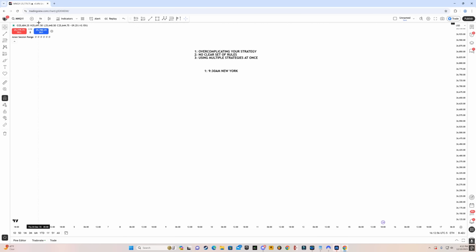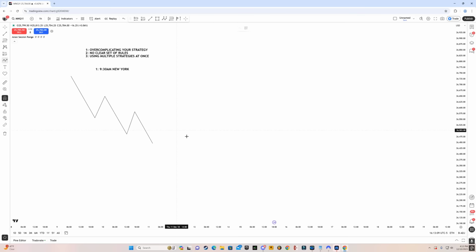The second step is before the 9:30 a.m. New York open, you want to go onto the 1 hour time frame and see which PD arrays are being respected. Are we respecting bearish PD arrays, or are we respecting bullish PD arrays? You want to look at that before the 9:30 open.